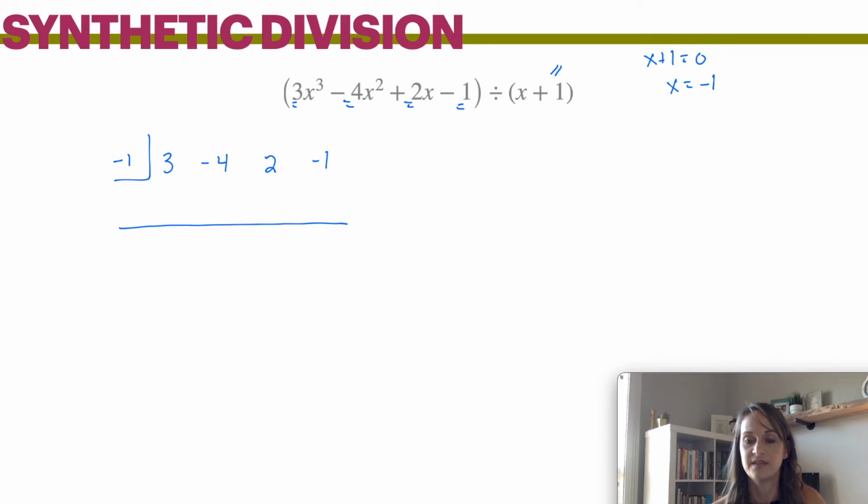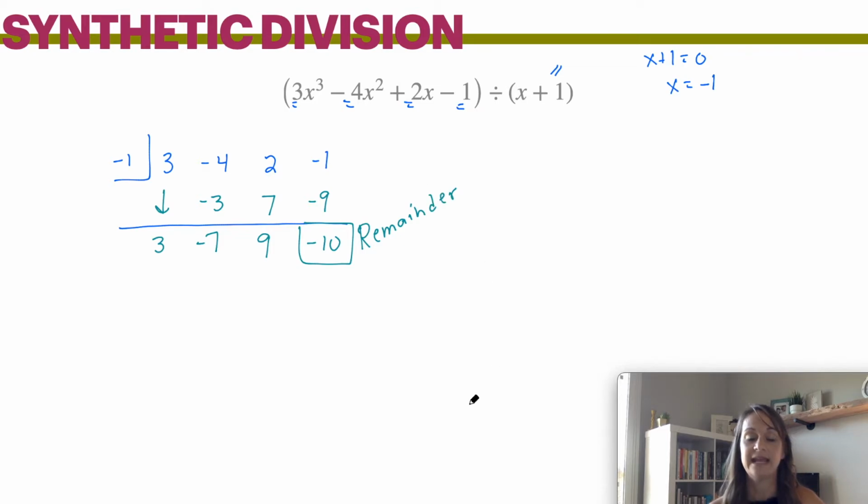So to solve this, the first thing I do is I bring down my first term. Always bring down your first term. And then I multiply. Negative 1 times 3 is negative 3. And add. Negative 4 and negative 3 give me a negative 7. And again, multiply. Negative 1 times negative 7 is a positive 7. And I add. I get a positive 9. And then I multiply again. Negative 1 times 9 is a negative 9. And then I add. Negative 1, negative 9 give me a negative 10. This last number is always your remainder.